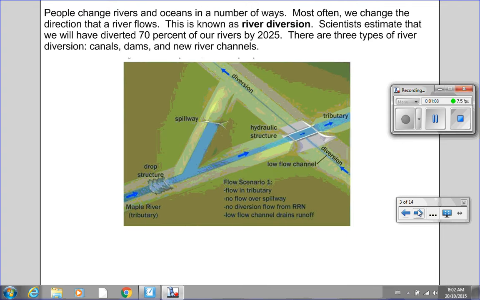People change rivers and oceans in a number of ways. Most often, we change the direction that a river flows. This is known as river diversion. Scientists estimate that we will have diverted 70% of our rivers by 2025. There are three types of river diversion: canals, dams, and new river channels.